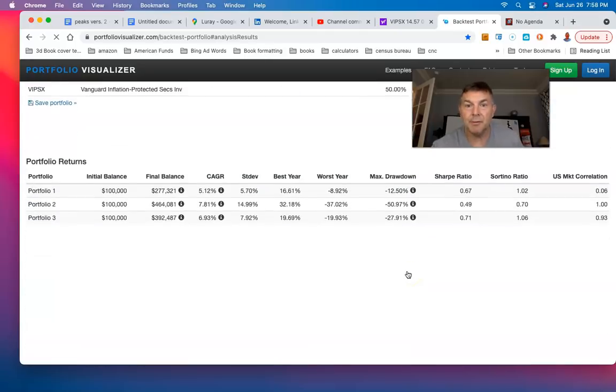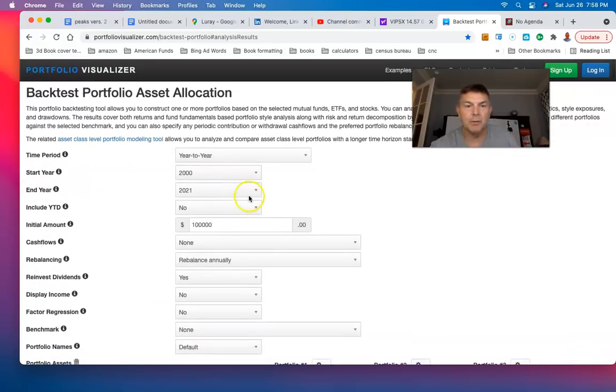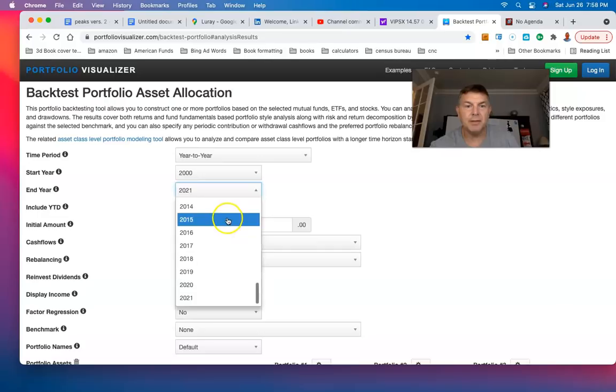Again, we're rebalancing every year. Oh, look at that, man. So 2000. The inflation protected bonds is at 277. The S&P 500 is at 464. And this is a 50-50 at 392. I'd take that. So now we're going to go 2000 to 2015.